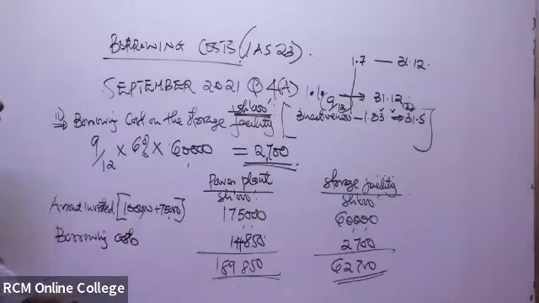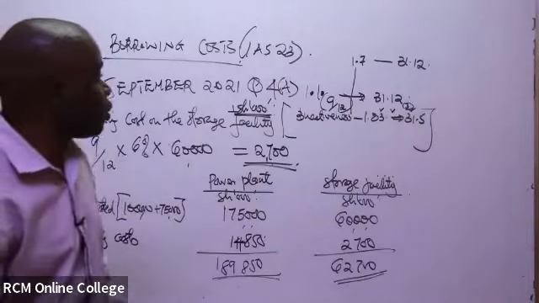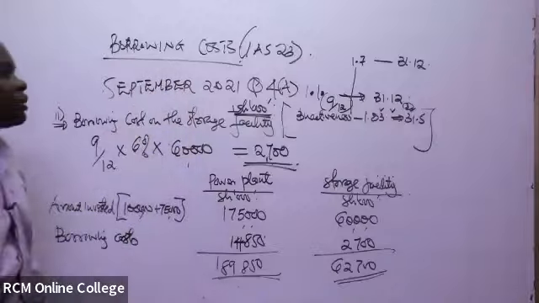So that is basically how you'll be able to determine the actual cost of the asset by the end of the year, by considering what we call the borrowing costs.